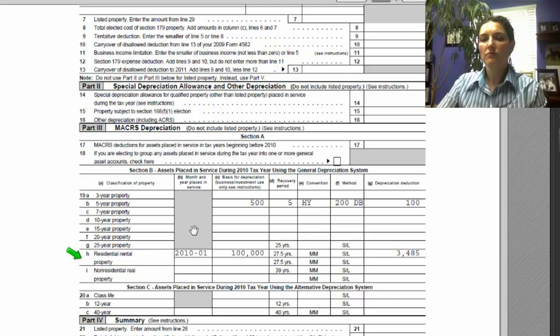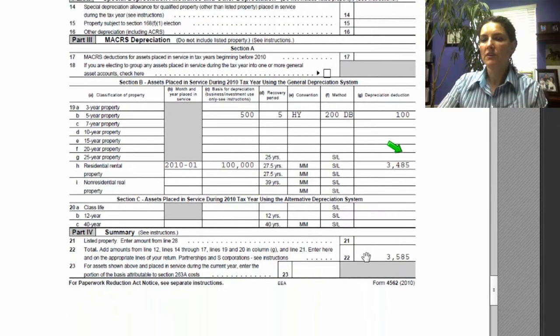We enter residential rental property placed in service in the first month of 2010, a depreciable basis of $100,000. The recovery period is 27.5 years, mid-month convention straight line, and our first-year deduction is $3,485. We add $3,485 to $100, and we enter on line 22, $3,585.